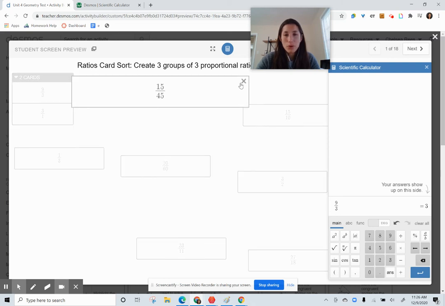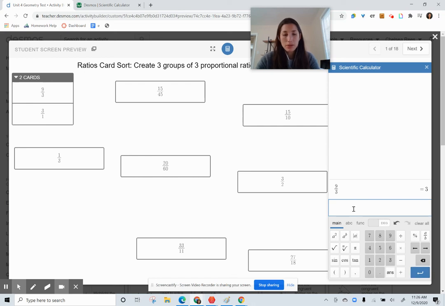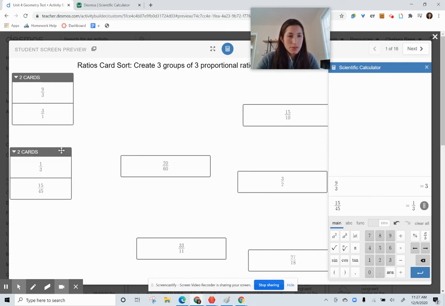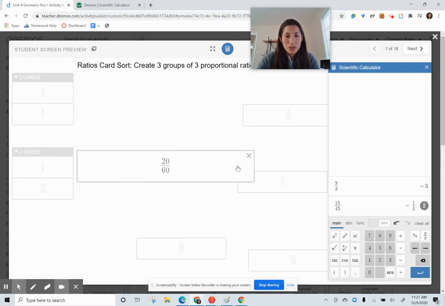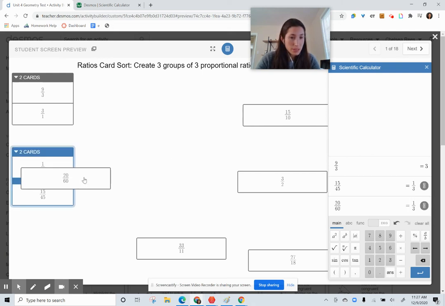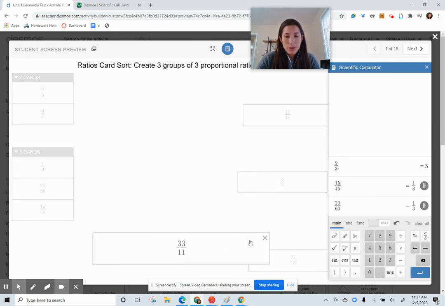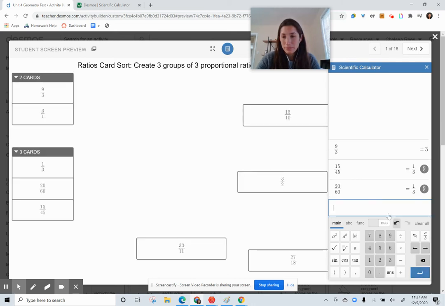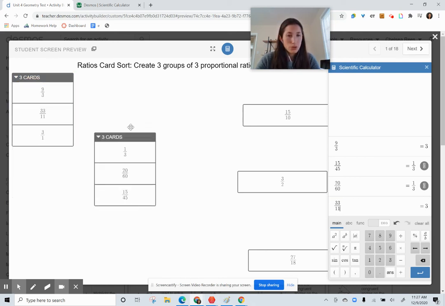Okay, 15/45. We type that into our calculator, 15/45. That simplifies in fraction form to 1/3. You've got to push this little button here to make that back into a fraction. So then we should have 1/3 here and 15/45 grouped together. We've got 20/60. That's going to be 1/3 as well, so I can place that here. And 33/11 is 3. We've got our two groups here.